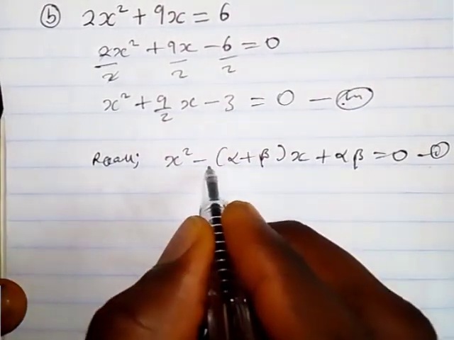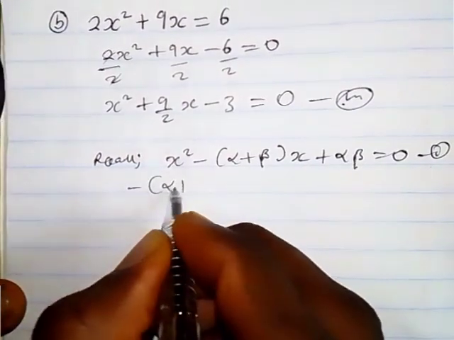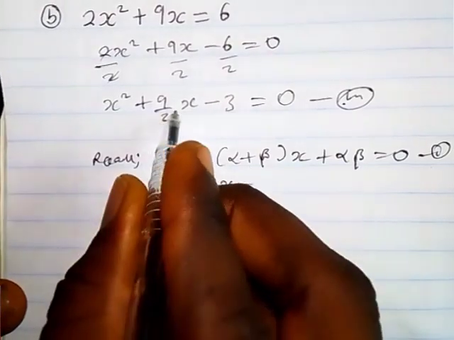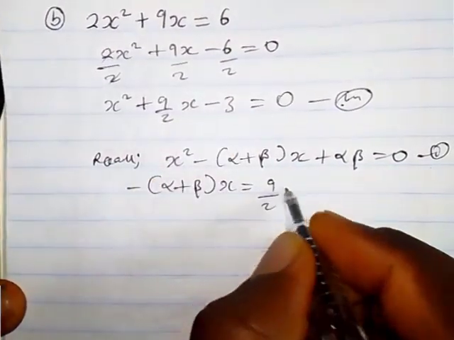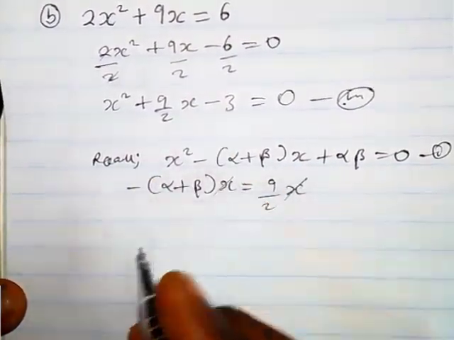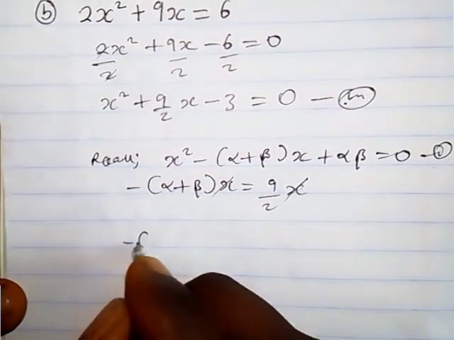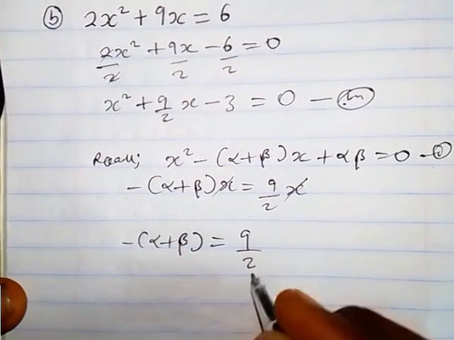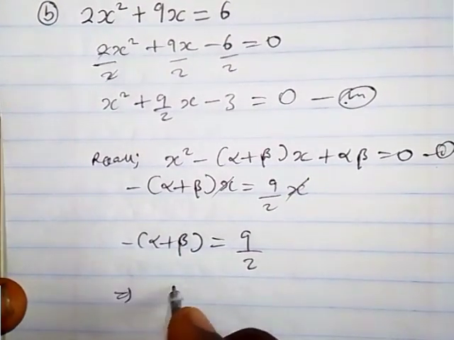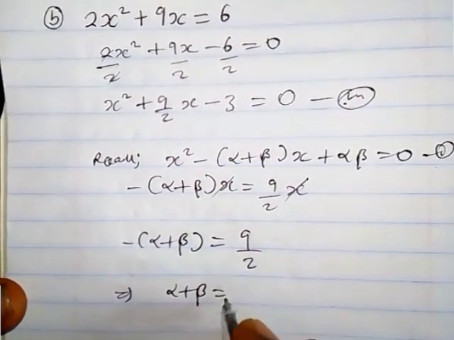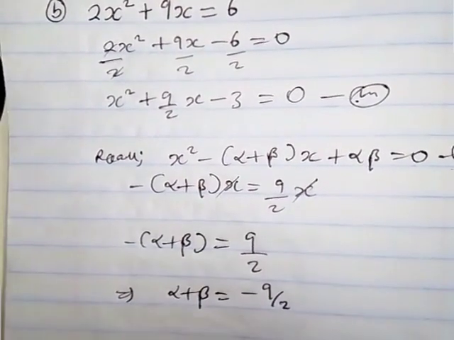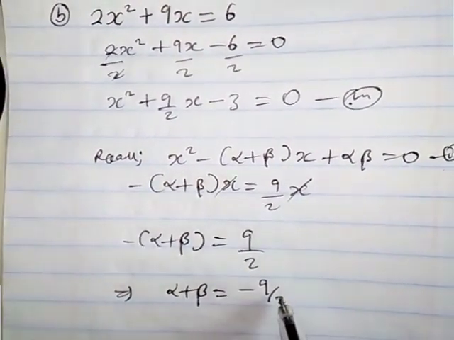So we have minus into alpha plus beta x equals 9 over 2 x, in which x cancels each other. So we have minus into alpha plus beta equals 9 over 2, which implies alpha plus beta equals minus 9 over 2. So our sum of the roots is minus 9 over 2.